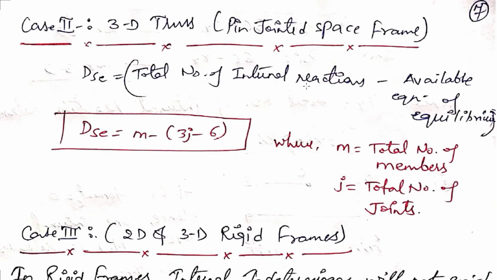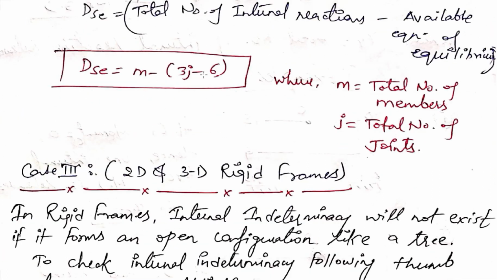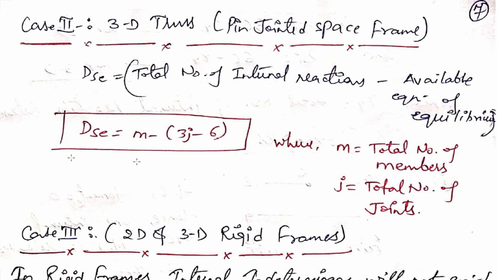Here in case 2, a 3D truss, a pin-jointed space frame, DSI, so this is DSI, not DSE, that is the internal static indeterminacy, is equal to M minus 3J minus 6. So not the external static indeterminacy. DSI is equal to M minus 3J minus 6. Hope it is clear.